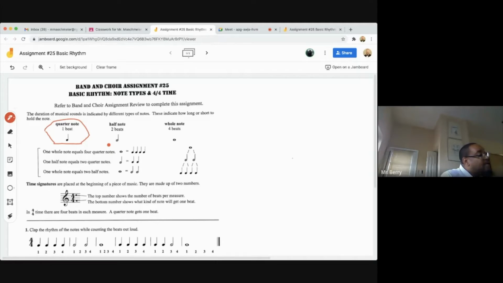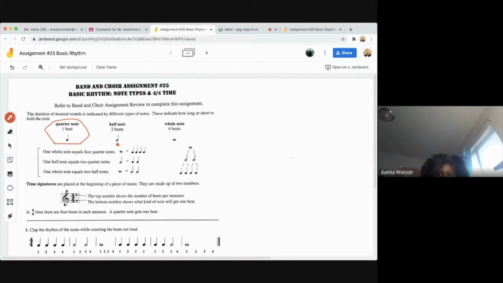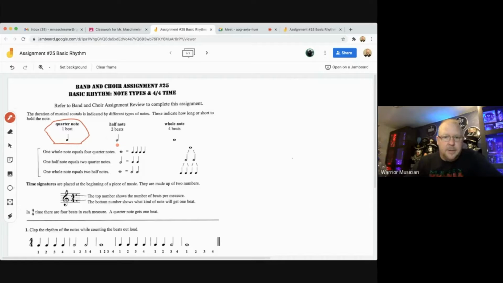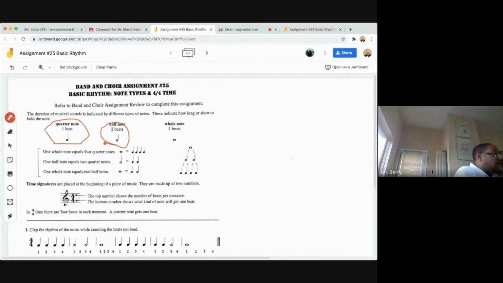Okay, so the second note is a half note. Who can turn their microphone on and tell us the value? 2 beats. Thank you. 2 beats. That is correct. And the half note kind of looks like a quarter note that's not bubbled in. So it has the stem going up the side, and it looks like a dot, but it's not shaded in.